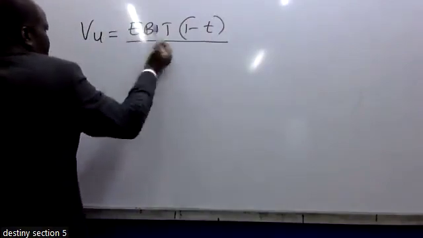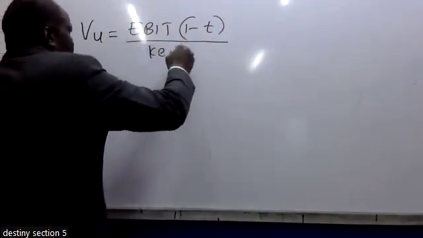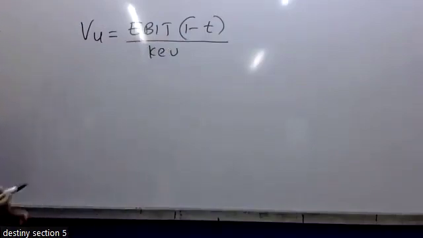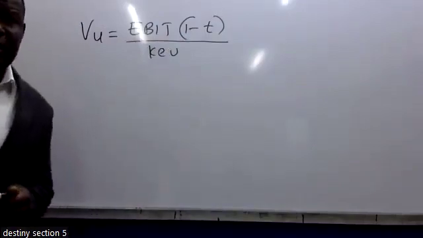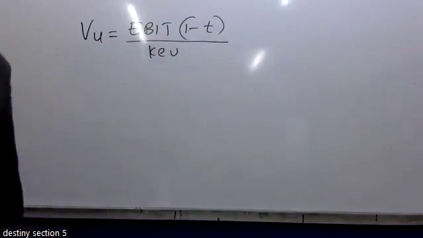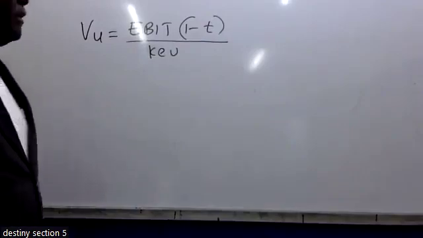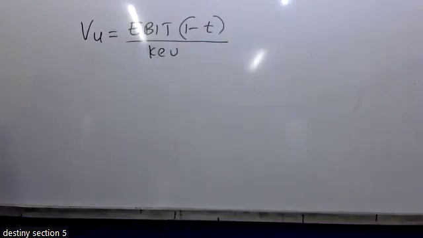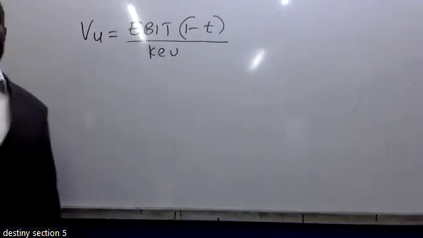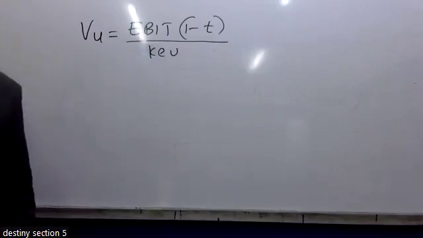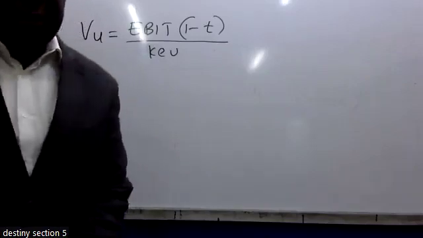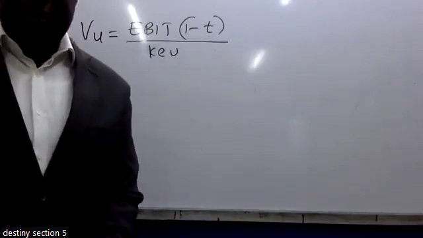You are dividing by KEU. So the value for unlevered, if you recall, was given by earnings before interest and tax, times 1 minus the corporate tax. We divide by KEU. So that is how we have been calculating the value for the unlevered farm.